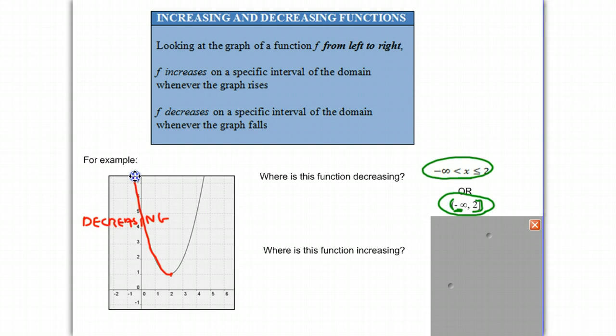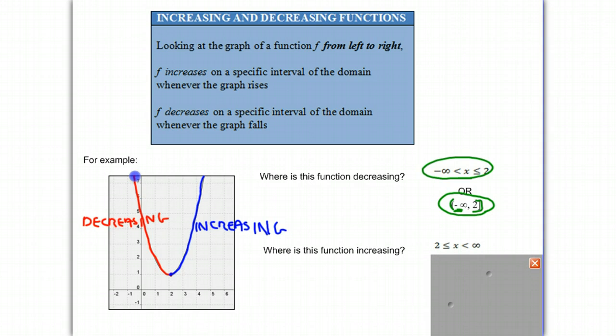The next question is, where is this function increasing? I think most of you will notice that it is increasing from 2 and keeps going forever to positive infinity. And this is where it's increasing. How do we express that? Once again, in mathematical notation, we could say that x is greater than or equal to 2 and less than infinity, and that's the interval where it's increasing from 2 all the way to infinity.